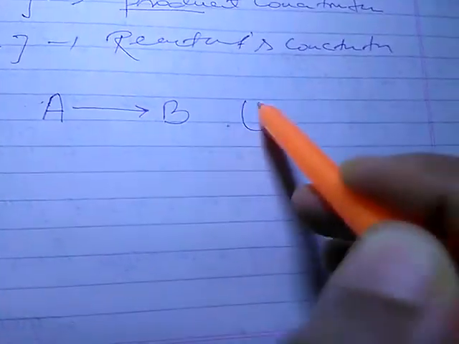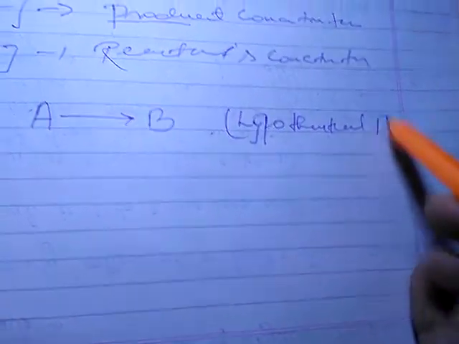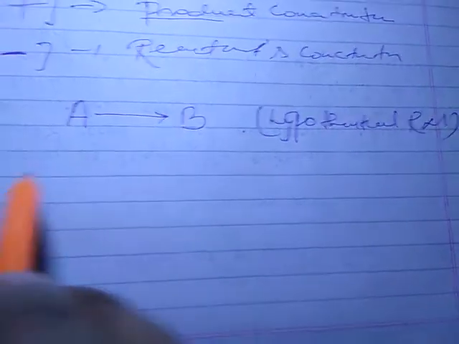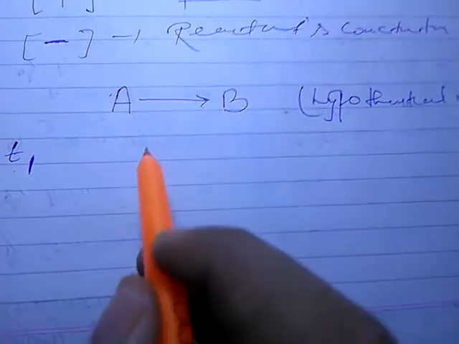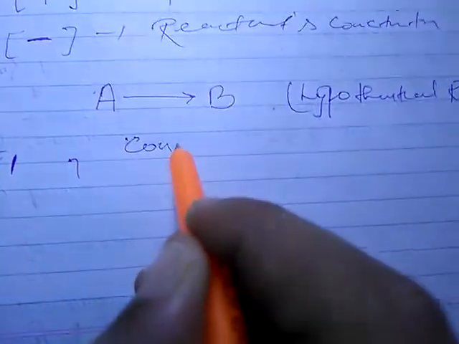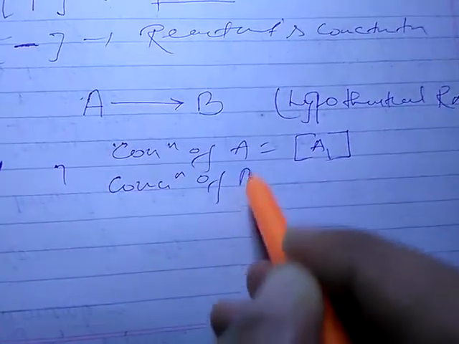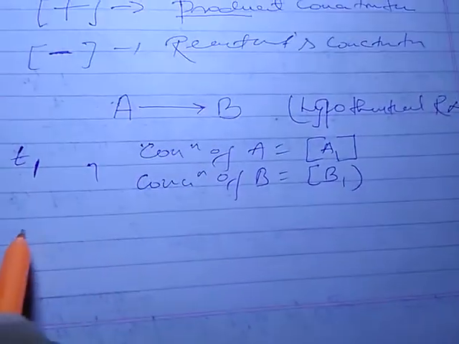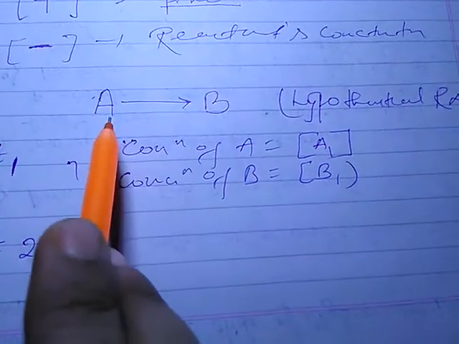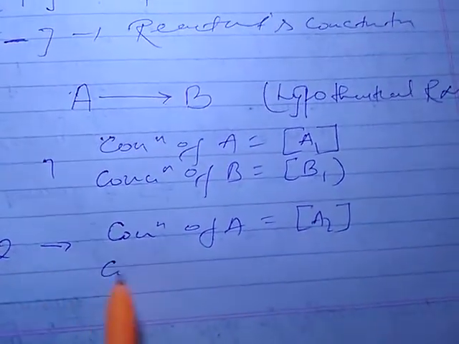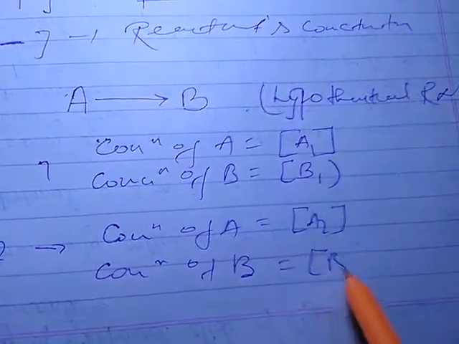Now let's understand it by taking an example of a hypothetical reaction. Let a reaction in which A is the reactant which is being converted into product B. This is a hypothetical reaction in which A is converting into B. Now suppose in this reaction, at time t1, the concentration of A is A1 and the concentration of B is B1. Now at time t2, once again we noted the concentrations, and the concentration of A became A2, and the concentration of B became B2.